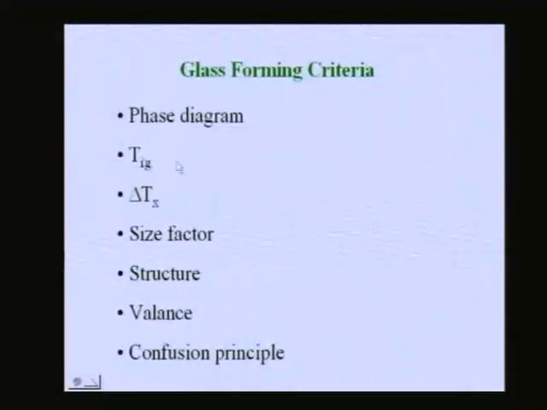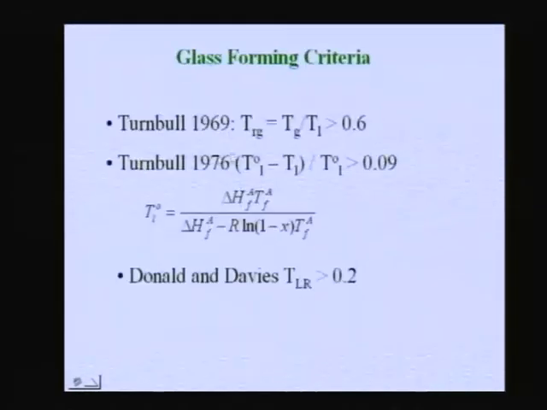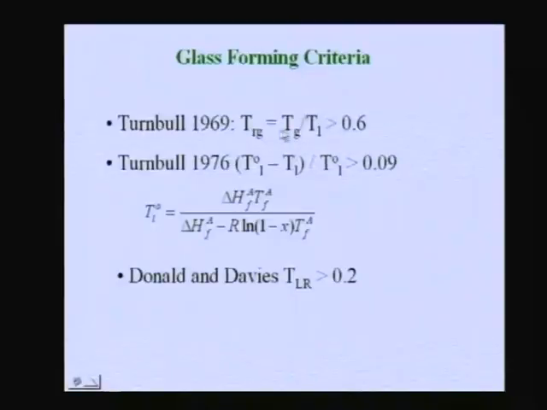Then let us go to the other criteria. What is it? One is the TRG criterion. What is TRG? TRG is nothing but TG by TL, the glass transition temperature divided by the liquidus. And if this value is greater than about 0.6, Turnbull in 1969, he was the first to postulate a glass forming criterion, and he said if the TRG is greater than 0.6, TRG is called reduced glass transition temperature.